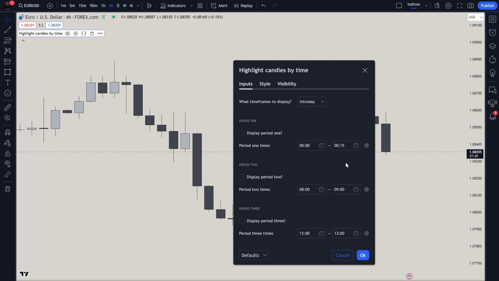So it's going to show me one 15-minute candle. In another case, what I want to see is the price action from 8 a.m. to 9 a.m. on any different time frames, right? So we're going to be trying those two.